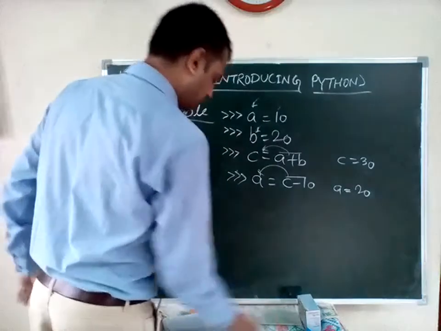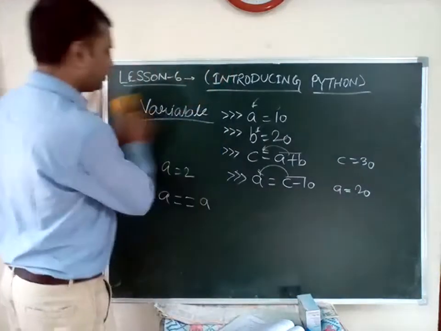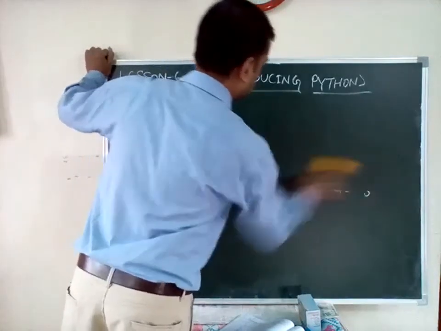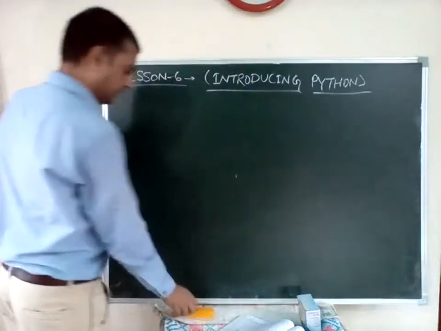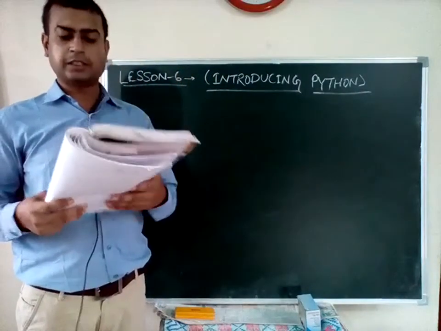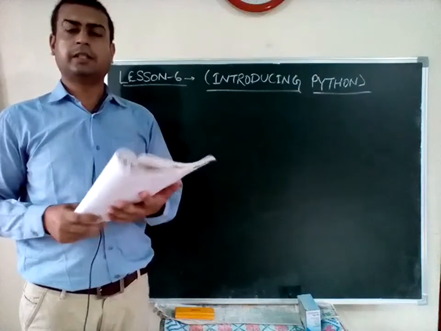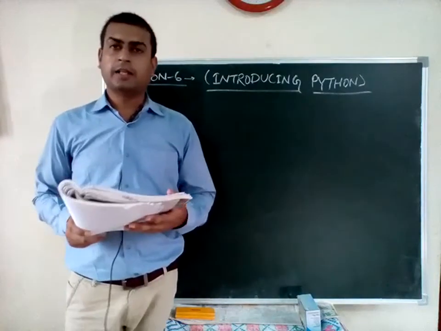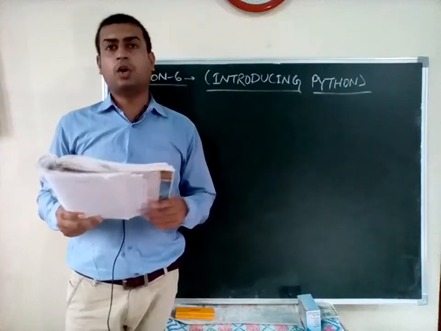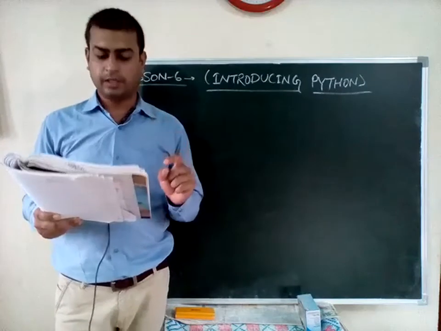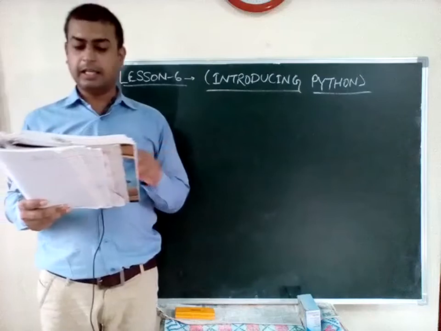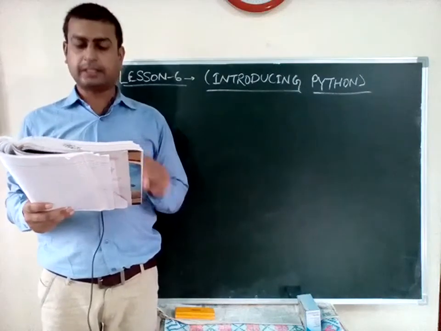Now students, these are the rules to write a variable. First, a variable name must start with an alphabet, which means alphabet characters should be there. We can't use any other things. It may be capital or small, or you can use an underscore symbol. Second point, a variable name can consist of alphabets, digits and underscore. No other character is allowed.